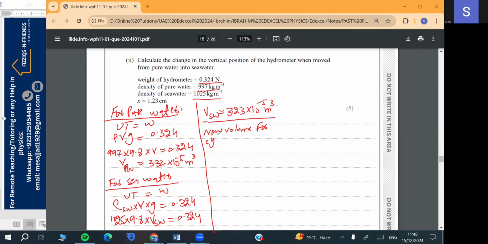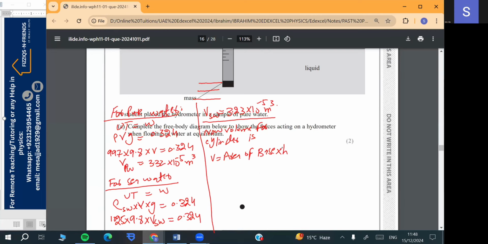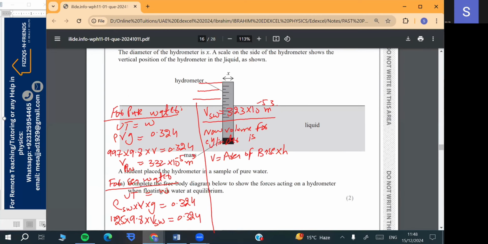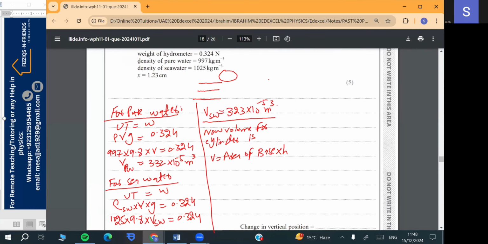Now what is the volume for the cylinder? Because the hydrometer has the shape of a cylinder, the volume of a cylinder is area of base times height. If you take a look, this is the diameter given, and the diameter of the hydrometer is this. So how can you find the volume for the cylinder? If this is x, which is the diameter, and this is height, the area of base is circular, right? This is a circle, so the area of base is pi r squared times height, which is h.